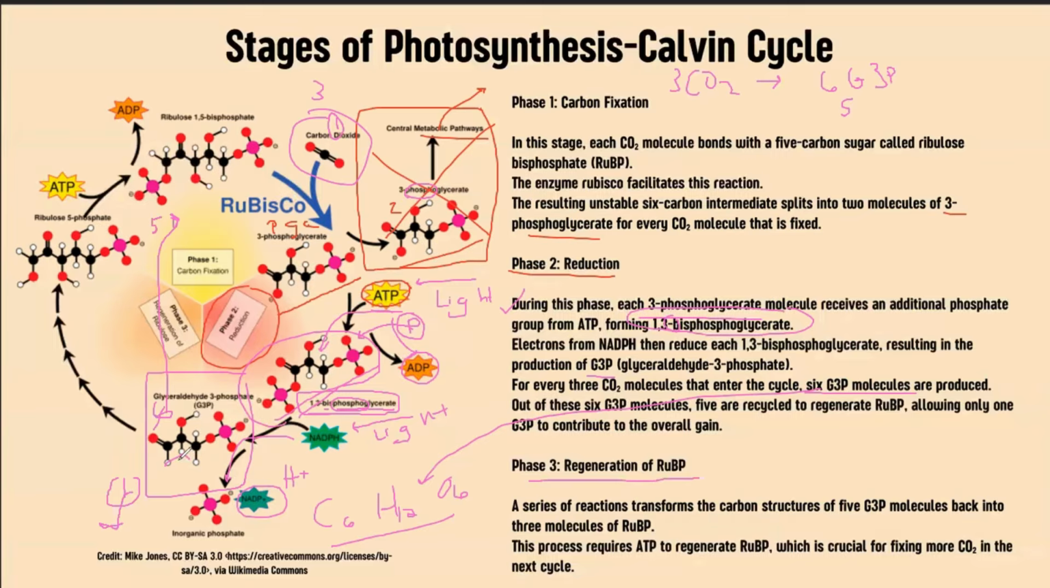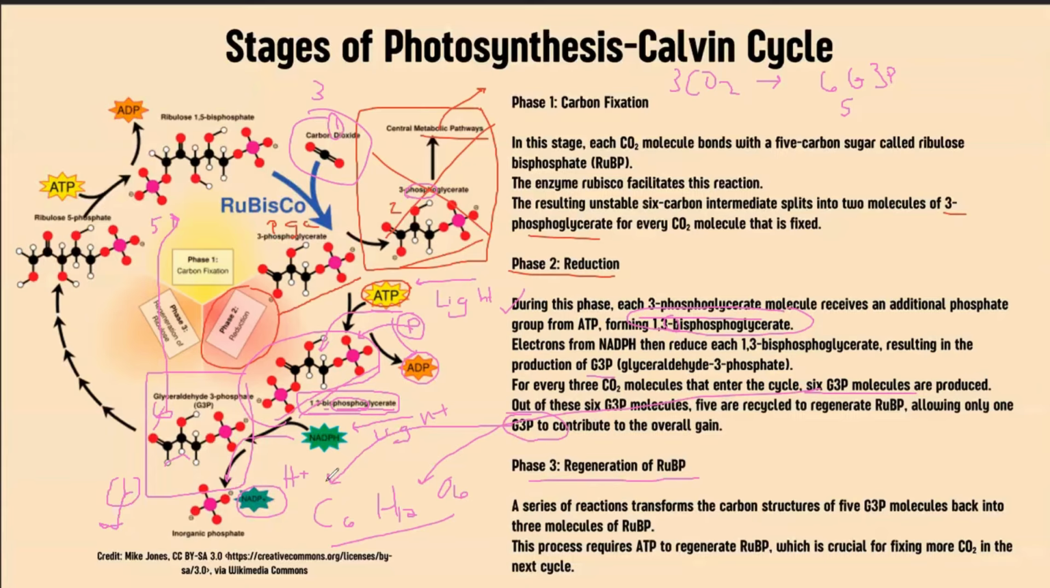So if you think about it, you have 5 that's being recycled, and then only one G3P is going to assist in facilitating the 6 carbon that's necessary for glucose, or the sugar. So you need to go through it twice to produce essentially one sugar, one glucose molecule.